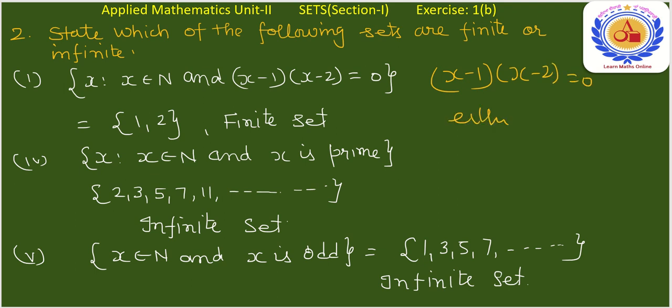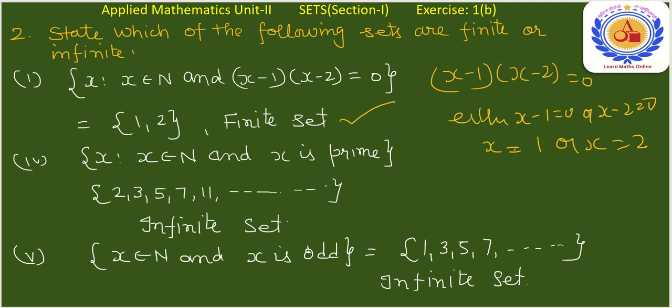Either x minus 1 will be equal to 0 or x minus 2 will be equal to 0. In this way, x will be equal to 1 or x is equal to 2. So solutions of this equation are 1 and 2. So in the roster form, it will be a set containing two elements, 1 and 2. So this set is having a finite number of elements, so we can say that this is a finite set.